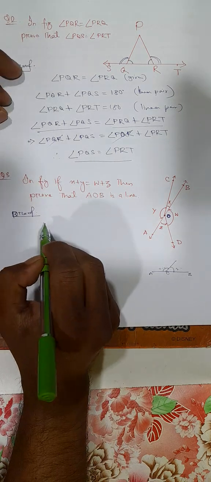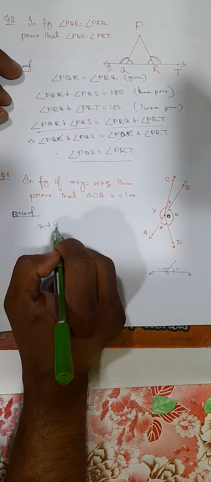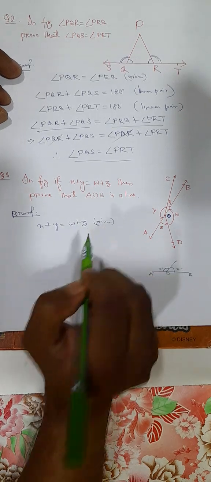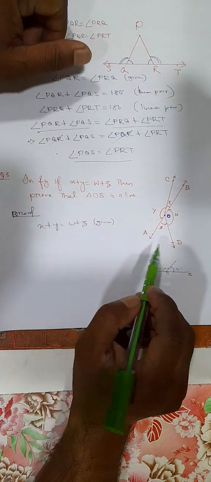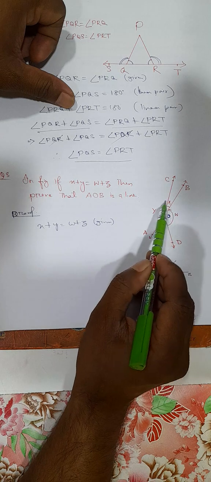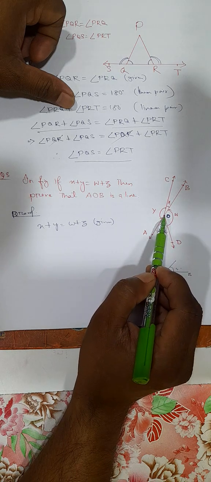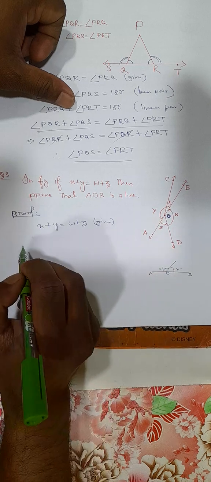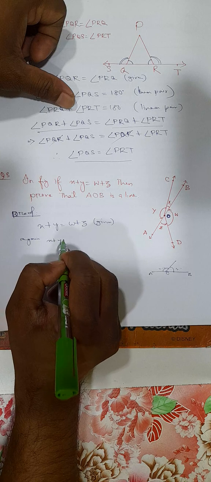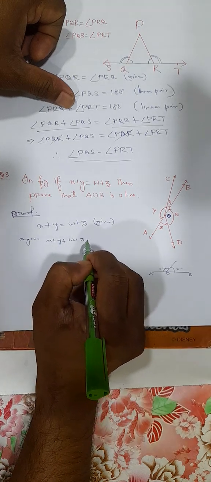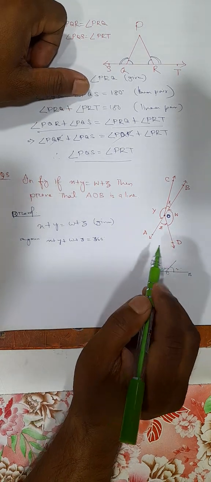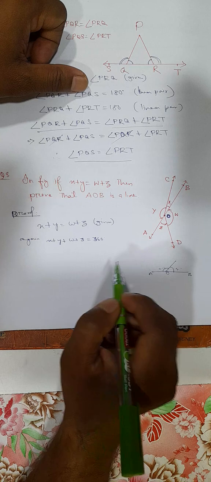Now it is given that x plus y equals w plus z, given. Again you see the sum of all these angles with the common vertex will be 360 degrees. Again, x plus y plus w plus z equals 360 degrees. The sum of all the angles at a given point is 360 degrees.